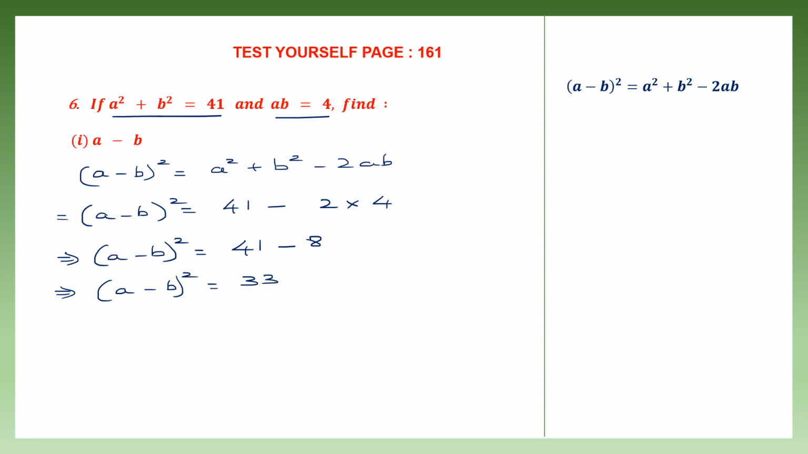So (a minus b) the whole square is equal to 33. Now we know the value of (a minus b) the whole square, but we only want a minus b, because that is what is asked in the question. We don't want the square of it. We only want a minus b. So that means a minus b is equal to the square root of 33. So this is our answer. a minus b is equal to the square root of 33.